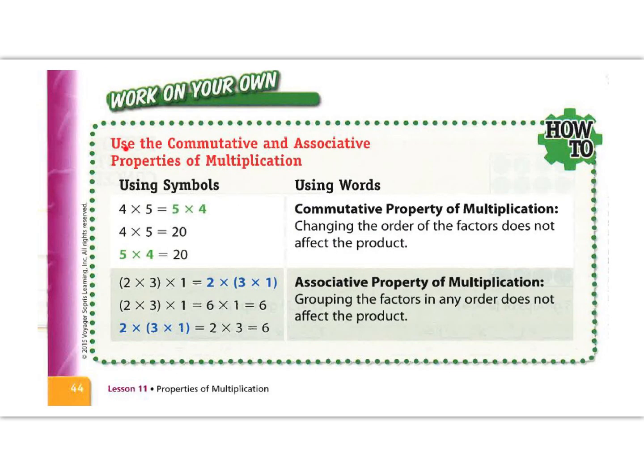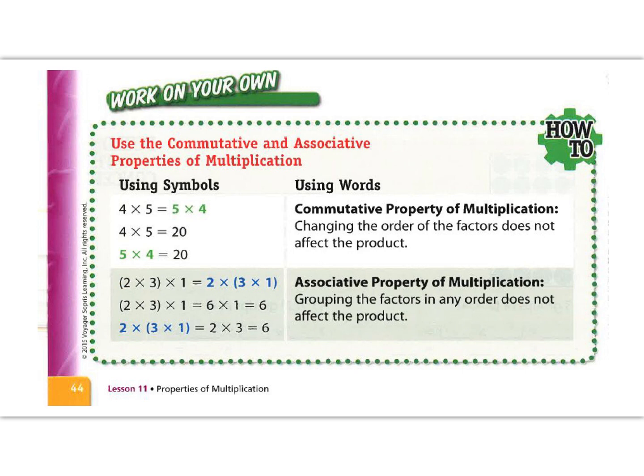All right. Use the commutative and associative properties of multiplication. So here it is in symbols. 4 times 5 equals 5 times 4. 4 times 5 is 20. 5 times 4 is 20. Same answer. So the commutative property of multiplication, changing the order of the factors, does not affect the product. So these are the factors. If you change the order, you still get the same product. In the associative property of multiplication, grouping the factors in any order does not affect the product.